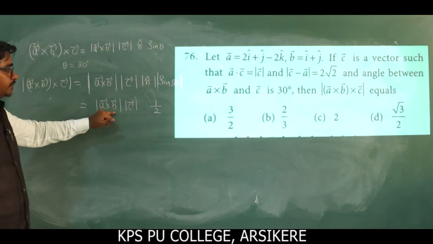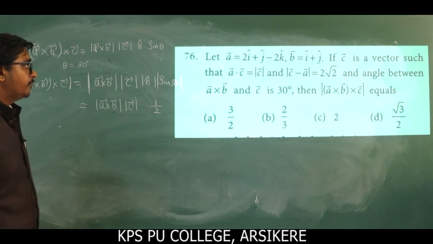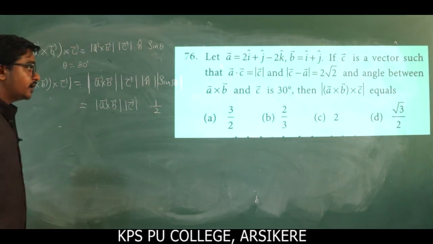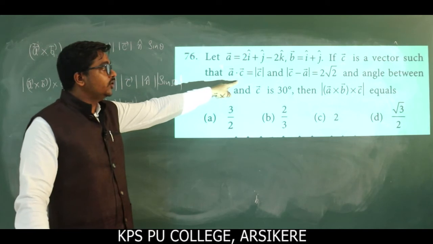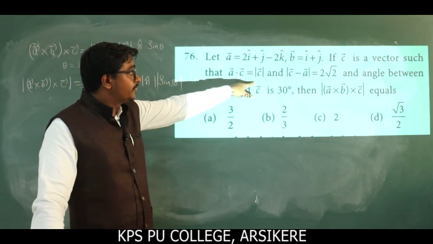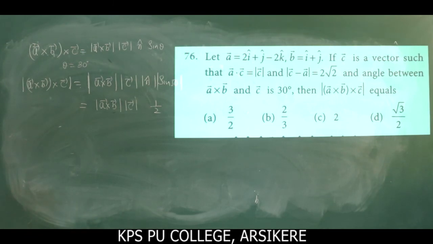So what is the requirement here? We need A cross B and magnitude of vector C. Just observe here. Let us see what A cross C becomes. A dot C is equal to magnitude of vector C. And vector C minus vector A is given.